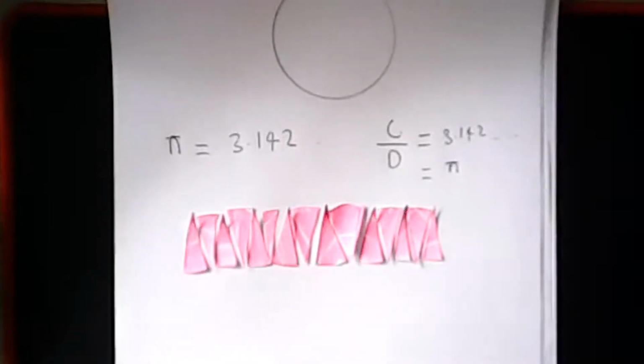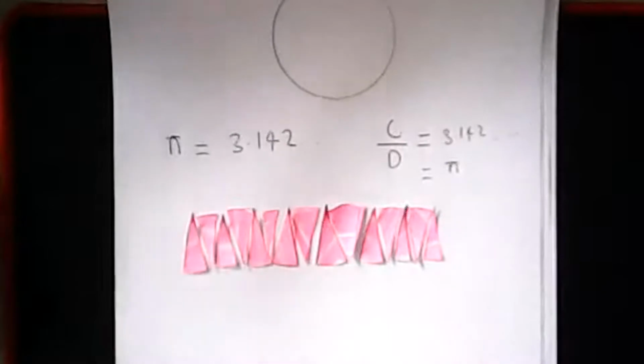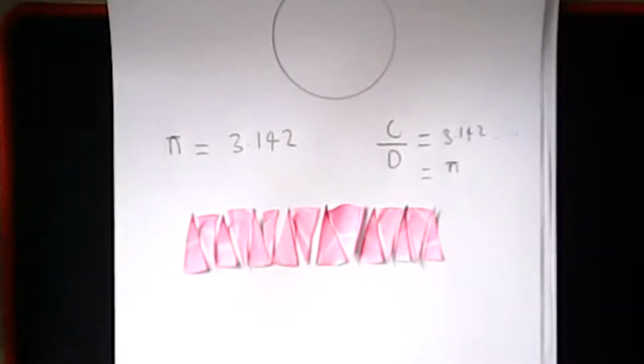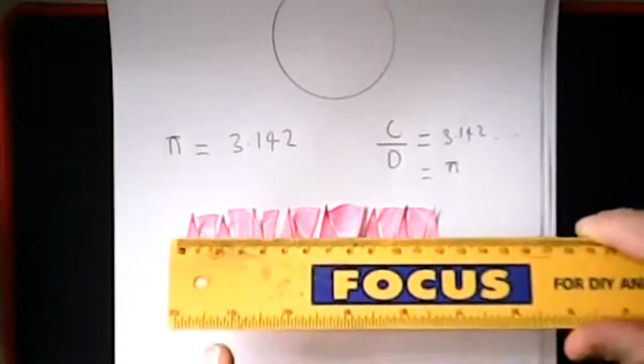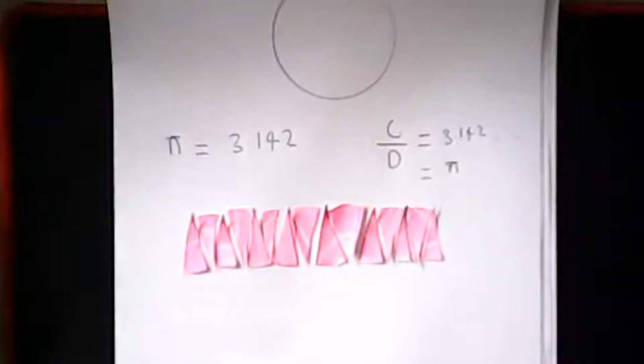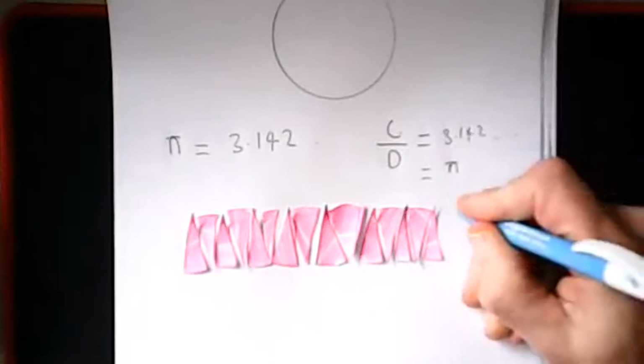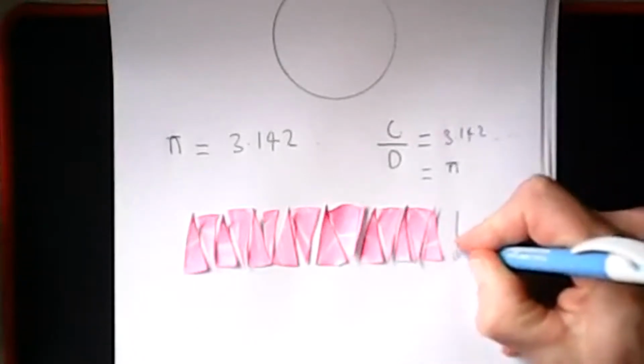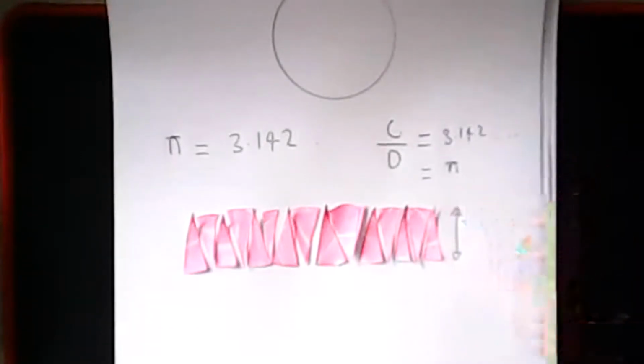So actually, if we have a look at this rectangle now, we've got this length here, and we've got a width. Now first of all, the width is the easy one to look for. Now, the more little sectors you have, the more it looks like a rectangle.